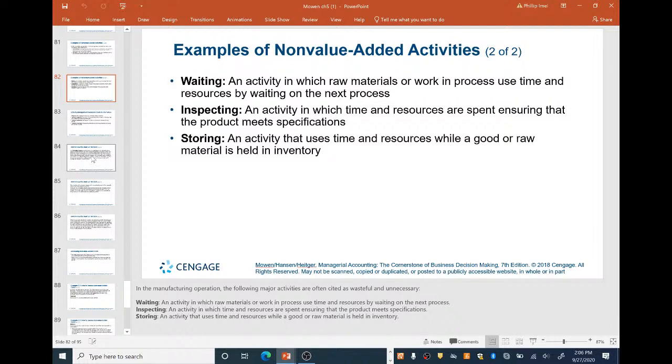Storing, this is an activity that uses time and resources while a good or raw material is held in inventory. Once again, this is the process of storing our inventories. And these are all examples of non-value added activities.